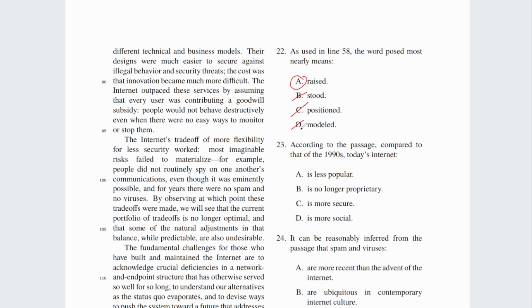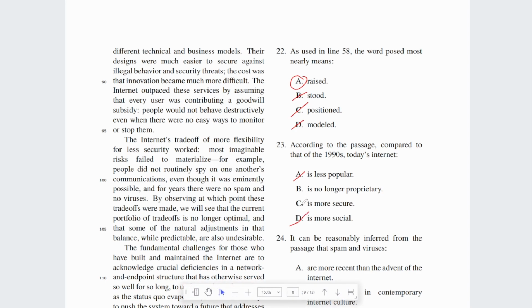Question 23. According to the passage, compared to that of the 1990s, today's internet is what? Well, of course, it's less popular, right? That can't be right. Is more social. This is one that's going to punish you for bringing in your outside information. Obviously, the internet is more social today than it was in the 1990s or even 1980s, but that's not something that's discussed in this passage. The same way that early social networks aren't discussed, there's really nothing social about the internet.